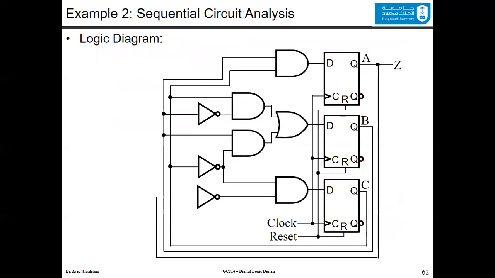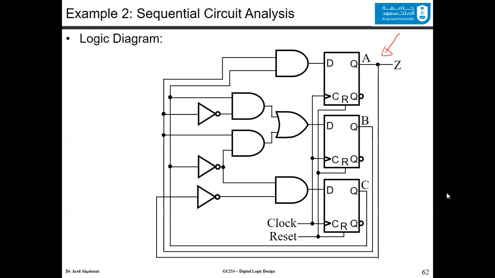Now, the logic diagram of any sequential circuit is this way. If you know the function of the sequential circuit, you would know the block diagram. If you know the block diagram, then you would know the sequential circuit. In this example, you have the block diagram here, and you should know what the functions of the flip-flops are. Since you have 3 flip-flops, you have 3 different next state functions.